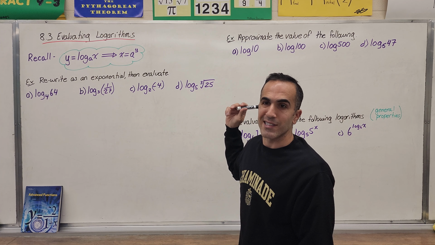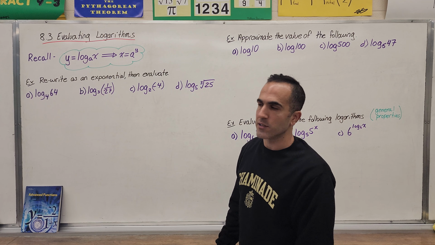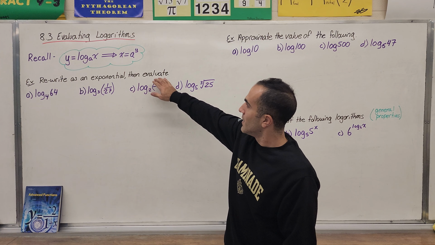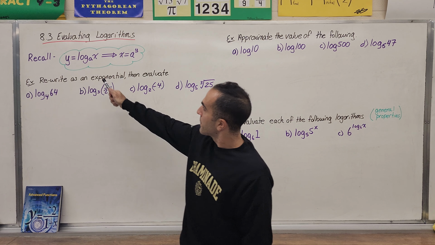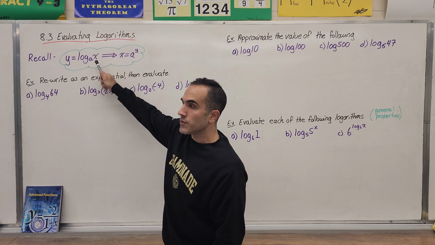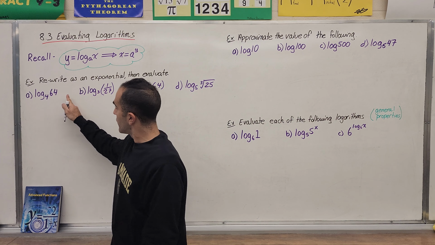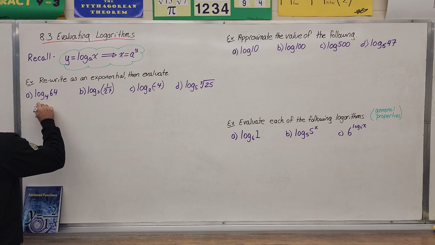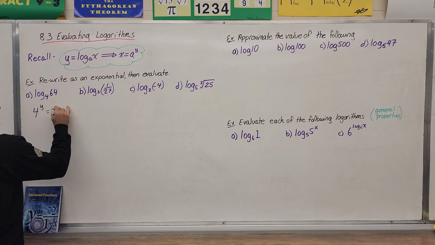And then eventually we're going to see how we can use a calculator or just approximate the value of the logarithms. So first we want to rewrite this as an exponential, then evaluate. Now remember, this is the base. It's a to the y equals x. So 4 to the what equals 64. And that's what I write down. 4 to the what equals 64.